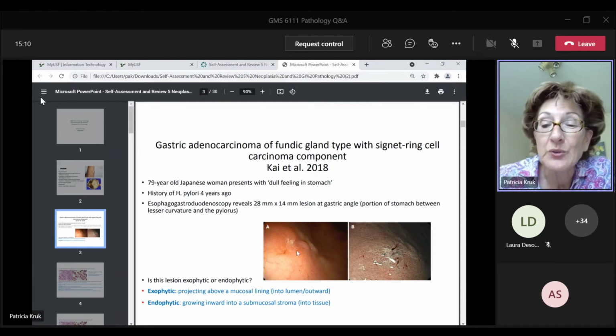So we see this here. What it looks like is a bump coming out that is a little irregular. Here you see a slightly better picture. It's irregular and very heterogeneous. You see some hemorrhaging within it.